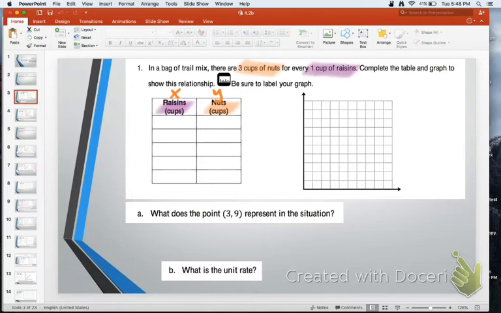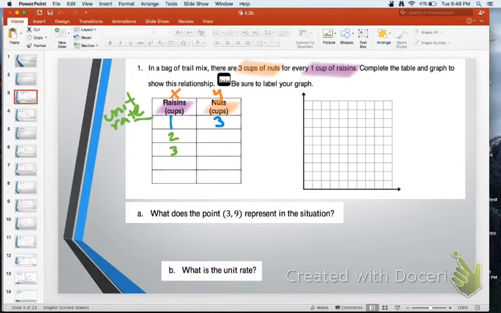So now I need to be very careful and deliberate when I put these into the table. I notice that the nuts came first in my sentence, but in my table they came second. So I'm going to be very careful and write 1 cup of raisins to 3 cups of nuts. We've been talking in class a lot about our unit rate. This is our unit rate. And our unit rate is the number we're going to times each other number by.